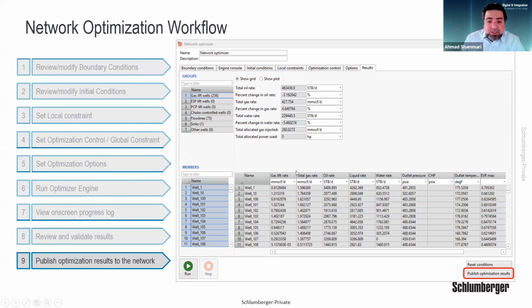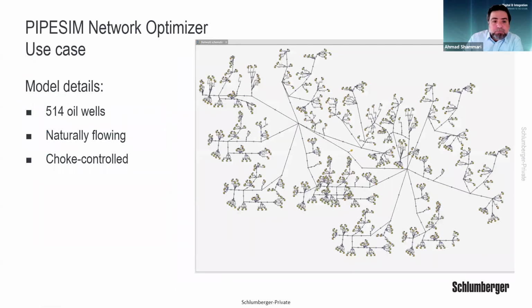And then these controls will be sent back to my production network. Let me show you a case study. This is a big network, a huge network of one of the operators.